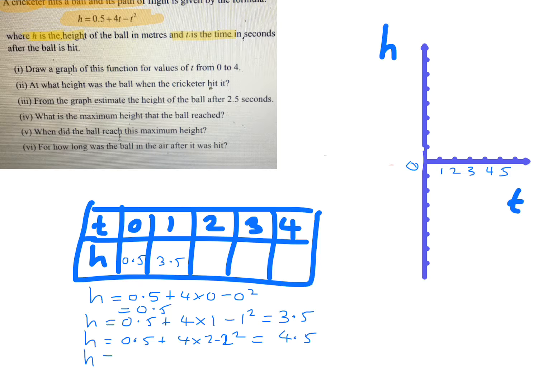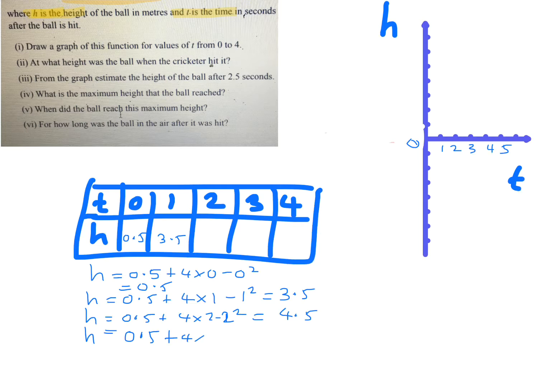And then you go h equals 0.5 plus 4 times 3 minus 3 squared equals 12 minus 9 is 3. So you end up with 3.5. So we're coming back down again in our height. 0.5 plus 4 times 4 minus 4 squared, which gives you 0.5. So it's definitely coming back down.